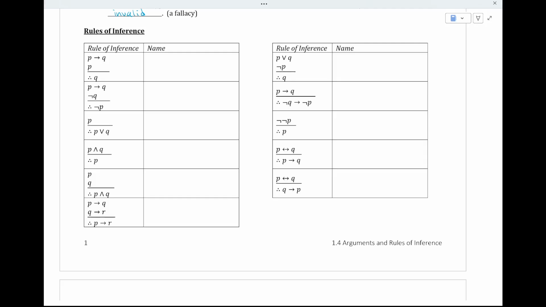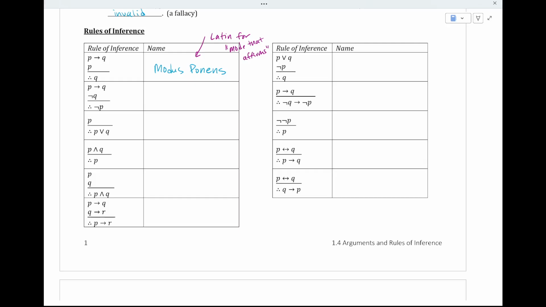The first argument we have is P implies Q, P, therefore Q. This is the argument we used up with John. If you remember the truth table for P implies Q, the only way that P implies Q can be false is if P is true and Q is false. And here we know that P is true, and we know that P implies Q is true, so Q has to also be true. This rule of inference is called modus ponens. This is Latin for mode that affirms. Many of these rules of inference have names that are interesting, so we'll go through all those.